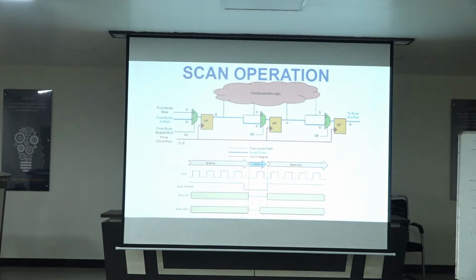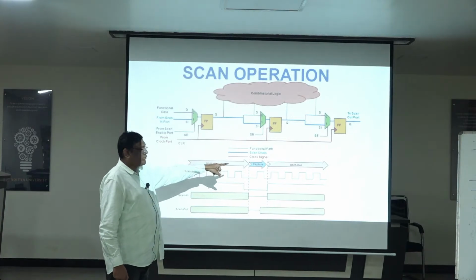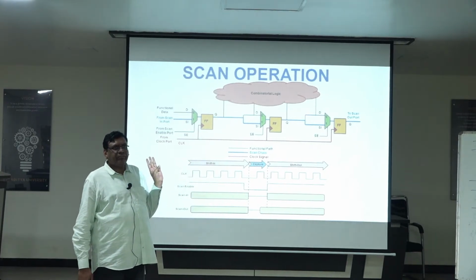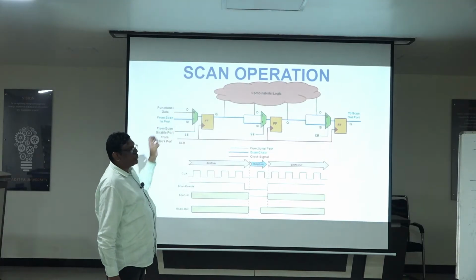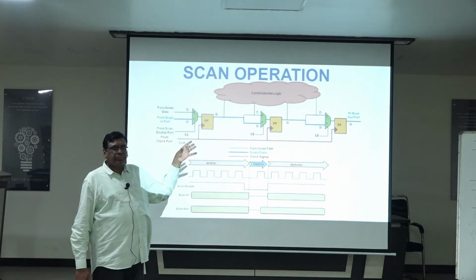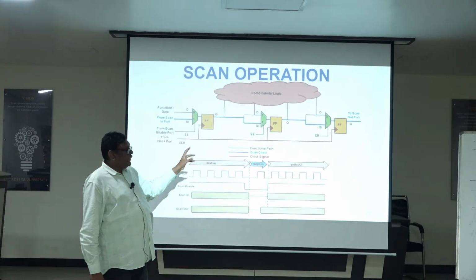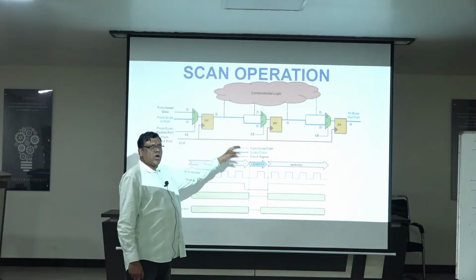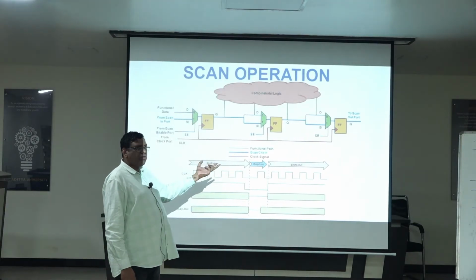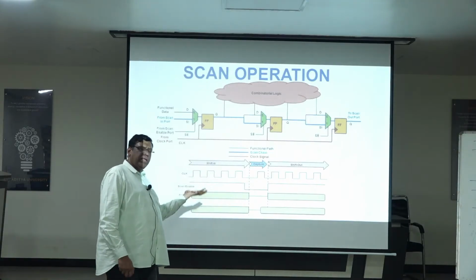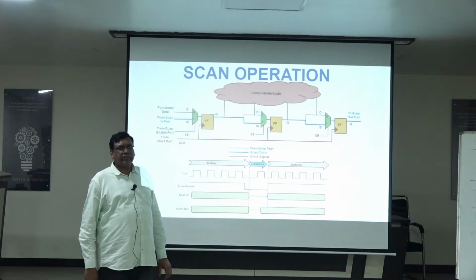Yeah, maybe you can see here. Shift in, capture, shift out. Three activities will be there. Shift in means at that time all the COM circuit inputs will be set. During capture, the COM circuit output will be captured. During shift out, the captured output value will be given to the primary output in shift register fashion again.